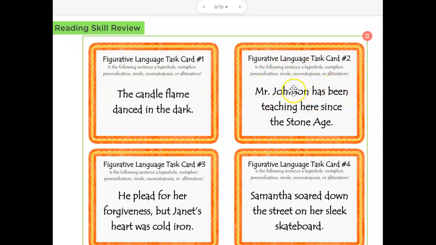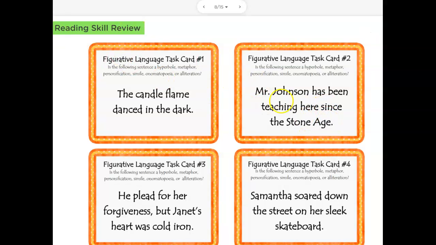Mr. Johnson has been teaching here since the Stone Age. That means a really, really long time ago. Now, he probably wasn't even alive in the Stone Age, so that is an exaggeration. Remember, an exaggerated statement is a hyperbole. So I'll write that at the bottom. When you're writing yours, try to write it in a different color so I can see it. So I highlighted Y, and then I wrote my answer below. On to number 4.